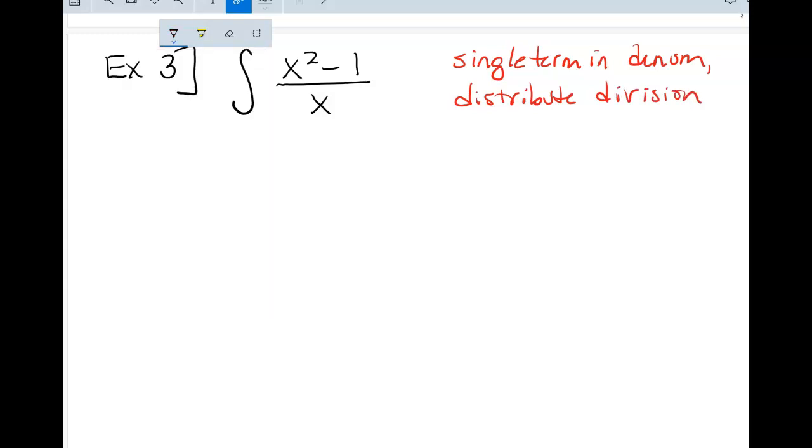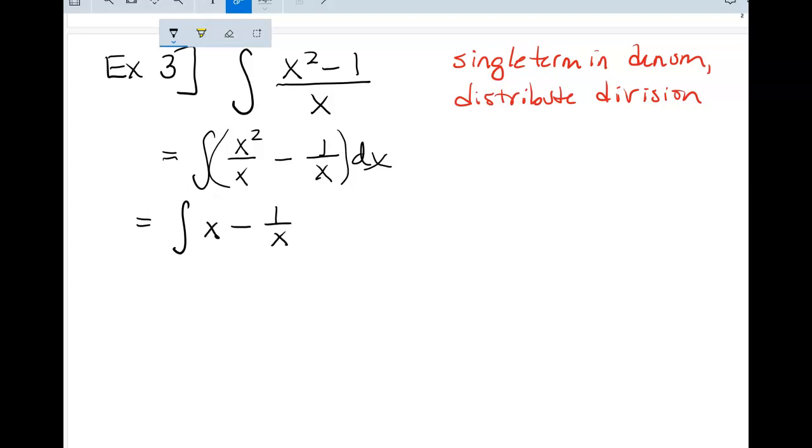What that means is we'll rewrite this as x squared over x minus 1 over x. Now we can do this term by term. Let's simplify first though: x minus 1 over x. The antiderivative of x is 1/2 x squared, and the antiderivative of 1 over x is the natural log of the absolute value of x. And we have to add on our plus c.